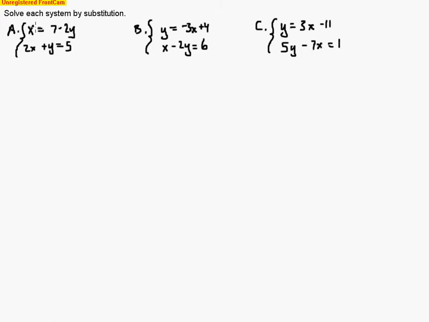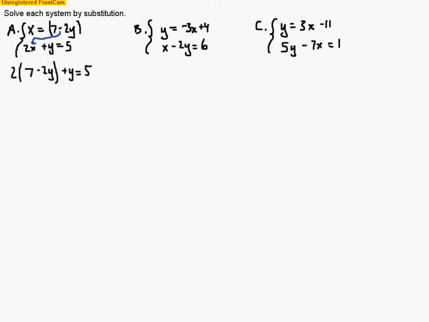First one here, we've got x by itself. So use this method of substitution when we've already got a variable isolated. Here we do. And so we're going to take this expression that x is, this 7 minus 2y, and put that in place of x in the equation below. So we're going to rewrite that bottom equation, but in place of that x, I'm going to write the expression that x is, which is 7 minus 2y. And then I'll bring down this plus y, and this equals 5.